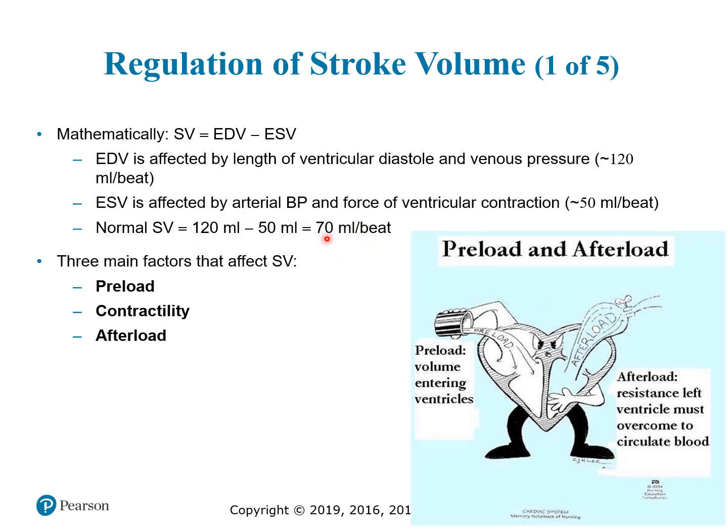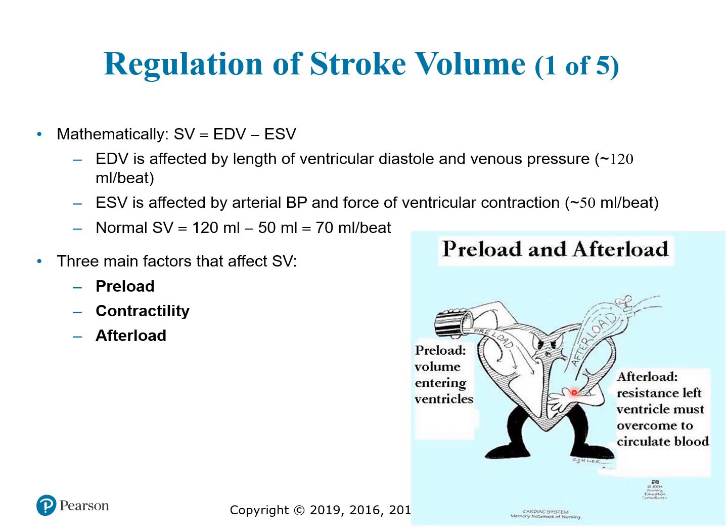It means that if the arterial pressure in the aorta, in this vessel or the pulmonary trunk, is more, now the ventricle has to contract more strongly to push blood against that pressure. It has to overcome that pressure to push the blood.